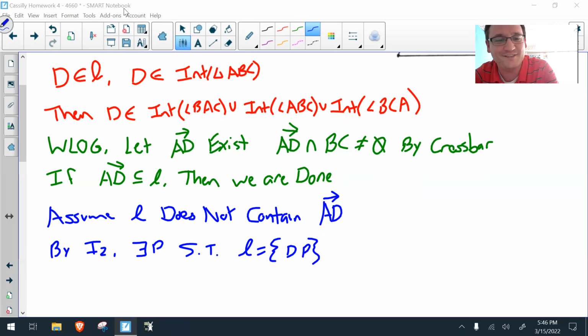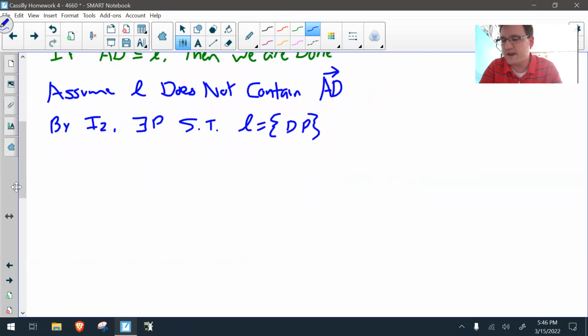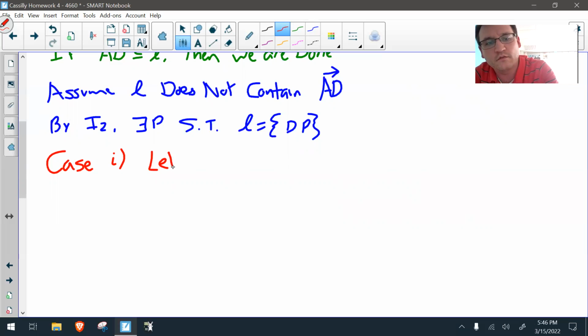So by I2, there exists a P such that L equals DP. Now, what's going to happen here is we're going to have two cases. So case one. Let P not be on the interior of triangle ABC.